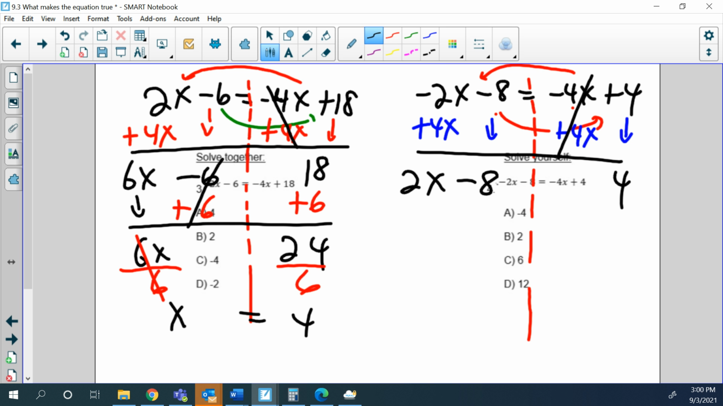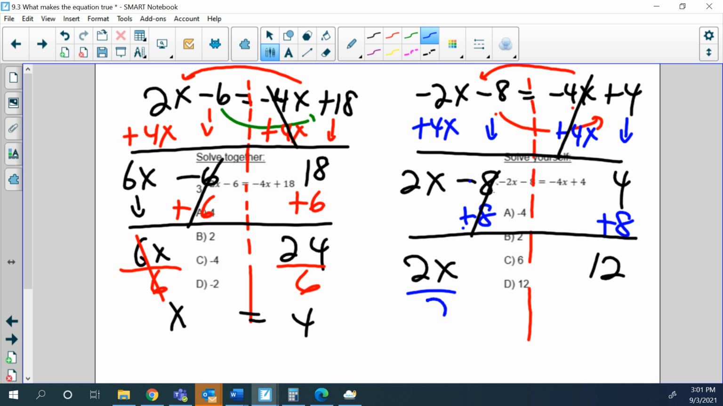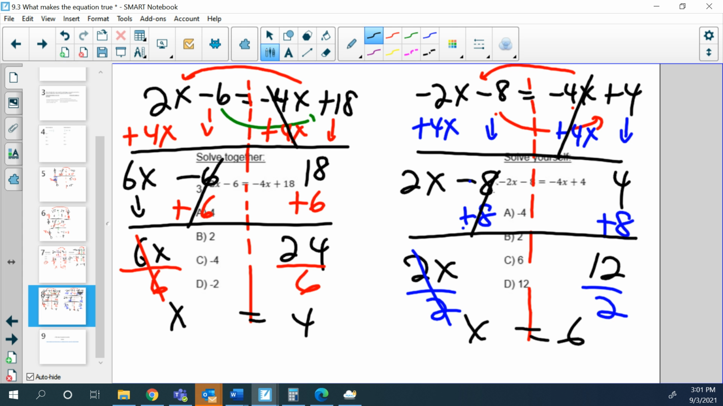Now, as I said before, I'm going to cancel out negative 8. So therefore, I'm going to add a plus 8 here and a plus 8 there. You notice the signs are always opposite. And then I draw my line. That goes away, and all I'm left with is just 2x on the left side. On the right side, 8 plus 4 is 12. Now I'm going to divide by 2 on both sides. That cancels out, and I'm just left with x is equal to 6. Okay, and I think that was the end of it.